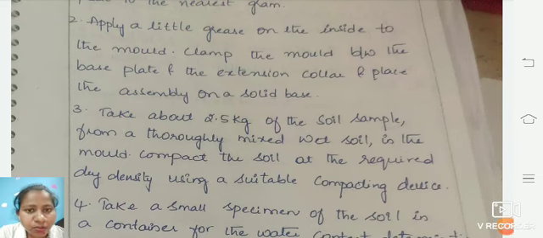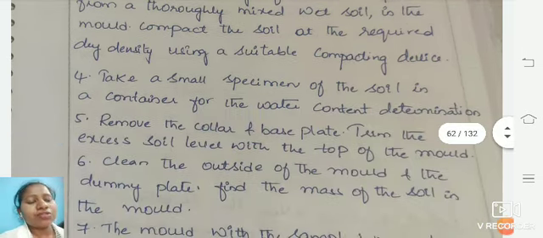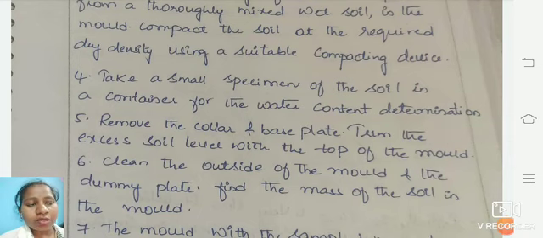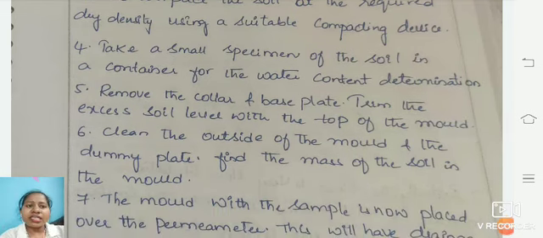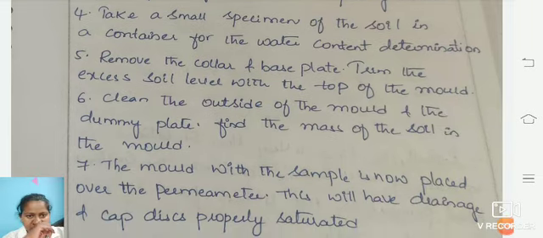That means you are going to take 2.5 kg of soil sample, which should be mixed with water and compacted, whichever dry density is taken for the compaction. After that, you have to take a small specimen of the soil sample in a container to determine the water content of that particular soil sample, and remove the base plate and collar and trim the excess soil. Whatever excess soil is present on the mold, you have to remove from the top of the mold and clean it properly, so that there is no soil mass left on the mold.